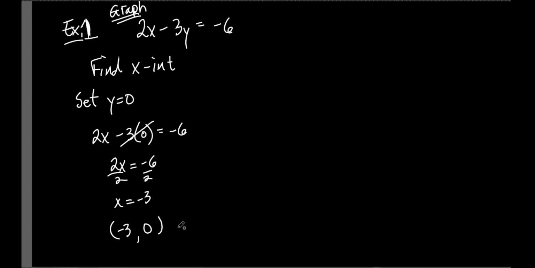Everybody with me so far? That wasn't so hard, was it? Just make one of them 0 and solve for the other letter. Same thing with this one. Now what do you think we're going to find? The y-intercept. Good. So now we're going to find the y-intercept. Do you know what we're finding, right? What did we just find? We found out where the line crosses what?